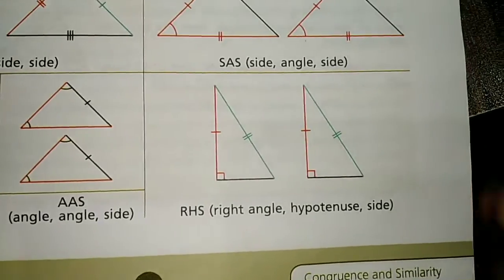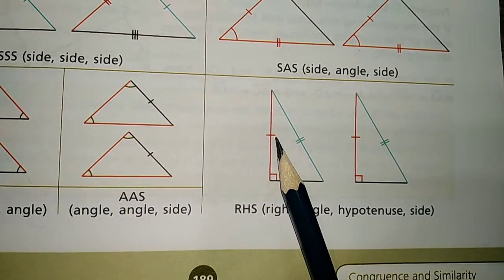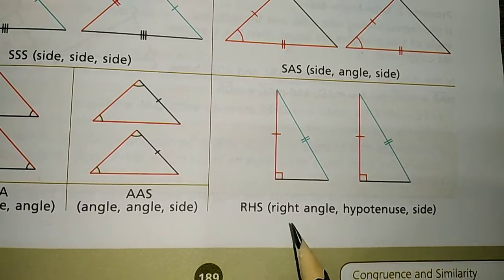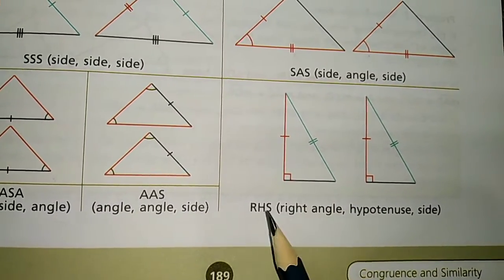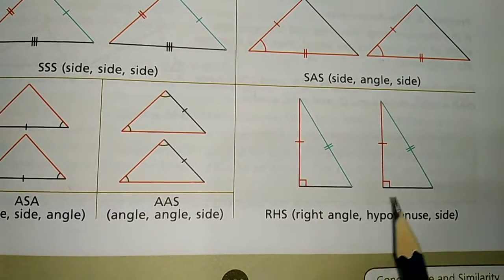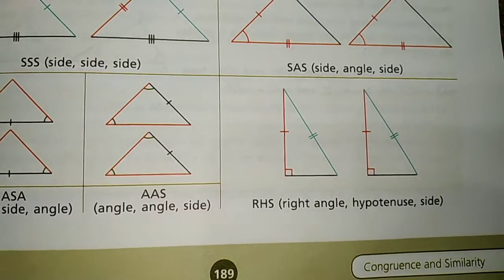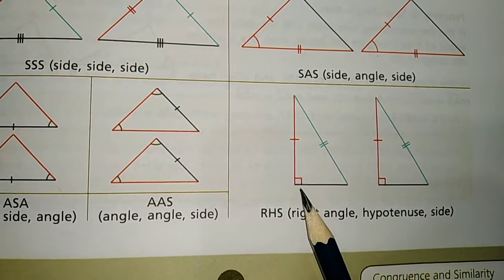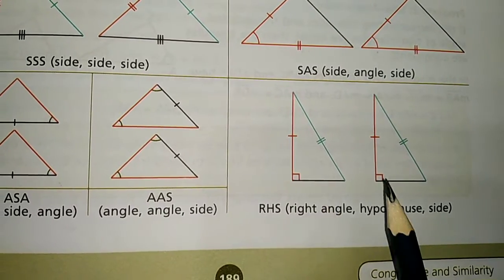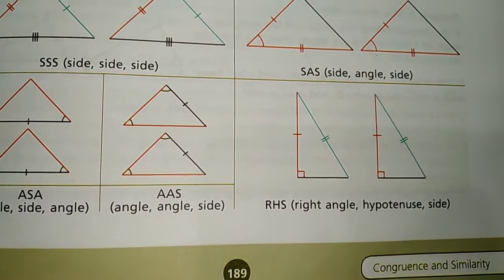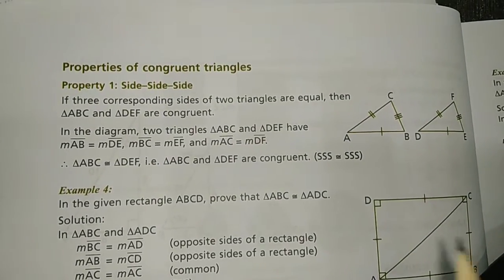The last one is that in a right angle triangle, if two sides are equal, that means right angle, hypotenuse and side, RHS. If the two triangles have the RHS property, then these two triangles are congruent. RHS means right angle, hypotenuse and one side are equal in measure, then we can say that these two triangles are congruent. Now we have to explain these properties of congruent triangles.